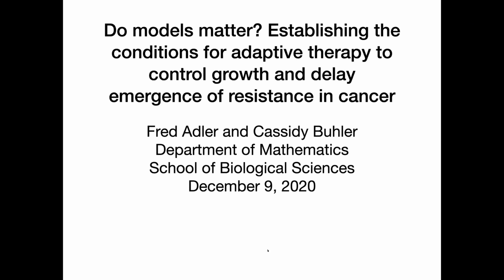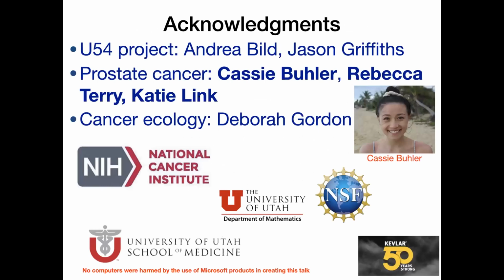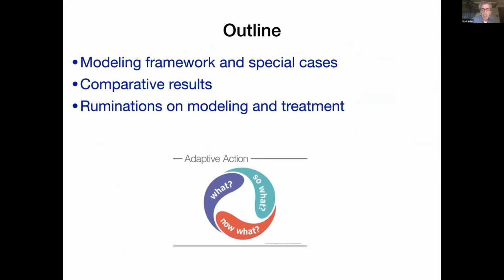So this is work done jointly. This started off with our U54 project run by Andrew Bild at City of Hope. And most of the work here has been done by Cassie Bueller, who was an undergraduate in my group and is now a graduate student in Drexel in some bizarre business program. So the outline is simple for this talk. We'll look at a variety of modeling frameworks, compare some results, and then end up with some general thoughts about where this might take us.